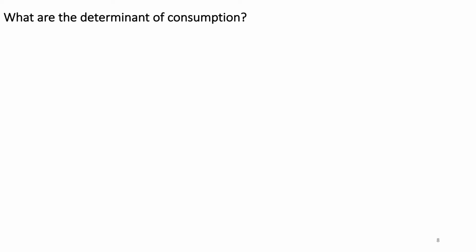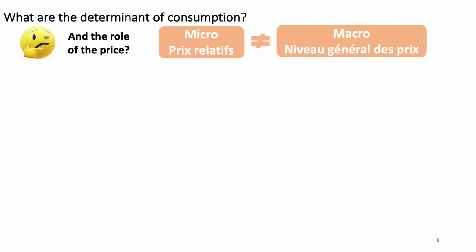Alright, so we've been talking about consumption for a while now, and we still haven't mentioned the role of prices. Yet, in microeconomics, you learn that consumption depends on relative prices, right? If the price of good X increases, the consumption of good X will decrease. In macroeconomics, we don't care about relative prices, but we do care about the general level of prices. In the Keynesian function, the general level of prices does not appear because consumption depends on the disposable income.